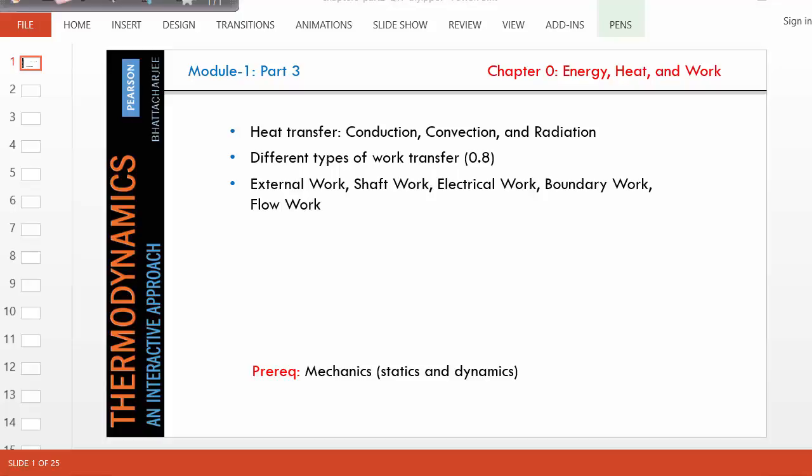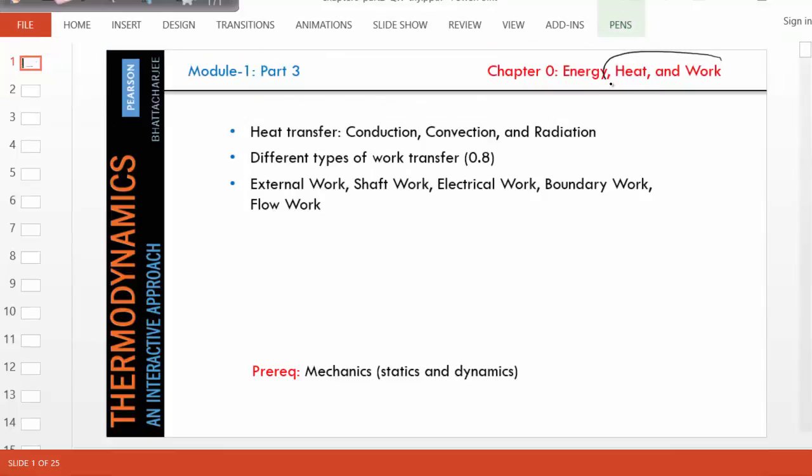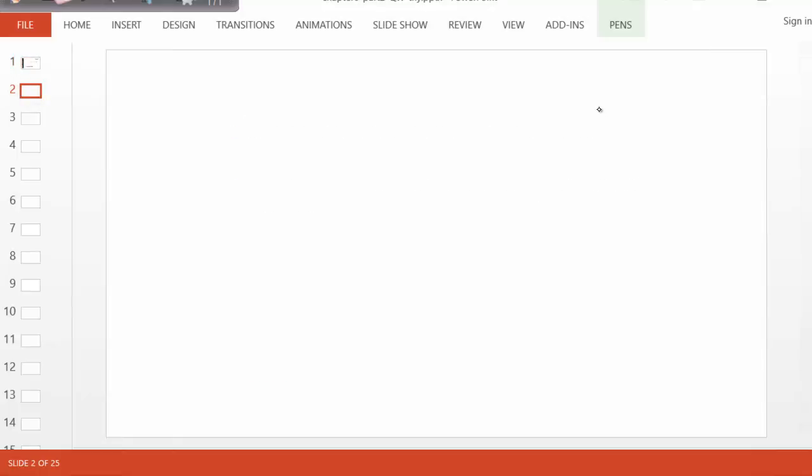Hello. In this module, we'll talk about heat and work. We already talked about energy in the last module. So we'll spend some time relating heat and work to energy and benchmarking each of them. So let's begin with heat.